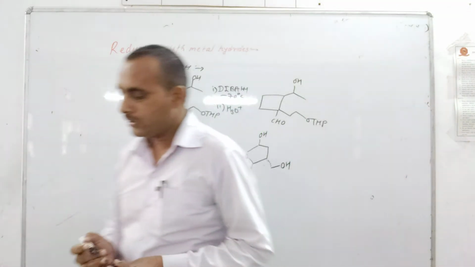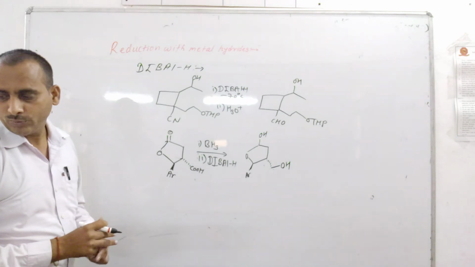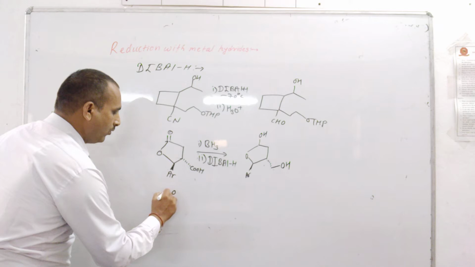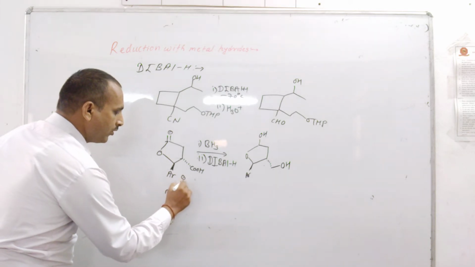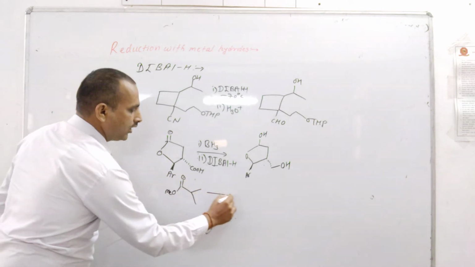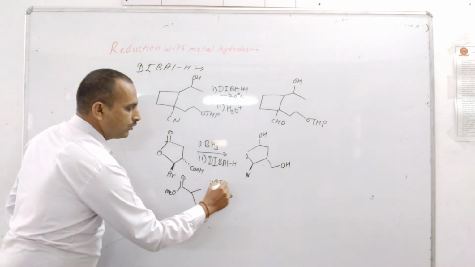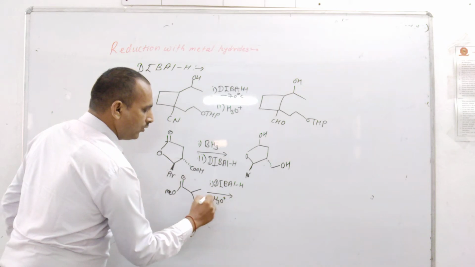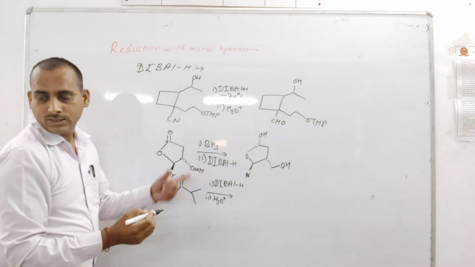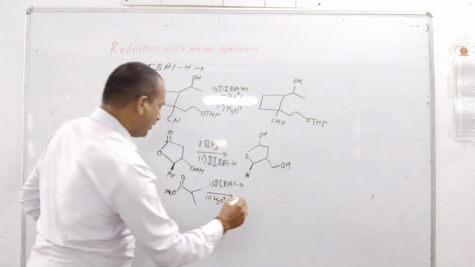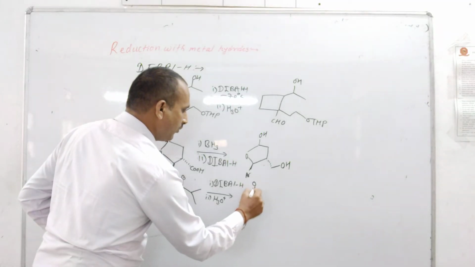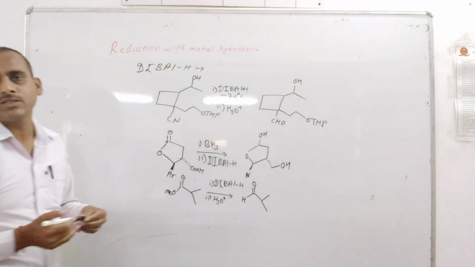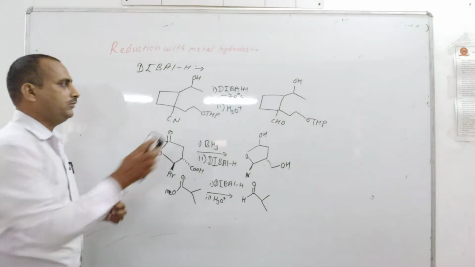Then another example for the reductions: OMe, C double bond O, CH3, CH3, diisobutyl aluminum hydride, and followed by H3O plus. Hydrolysis gives the aldehyde, C double bond O, H. So this aldehyde formation takes place from the ester.